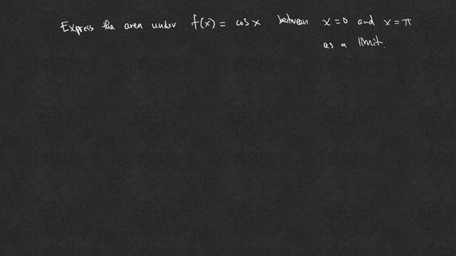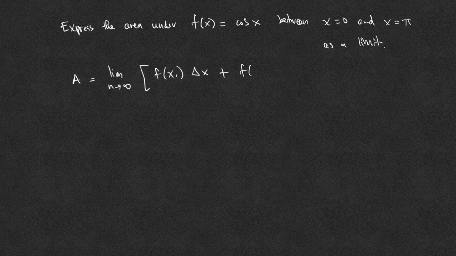Express the area under the curve f of x equals cosine of x between x equals 0 and x equals pi as a limit. This area is the limit as n goes to infinity of f of x sub 1 times delta x plus f of x sub 2 times delta x plus ... plus f of x sub n times delta x, where delta x is (b minus a) over n.